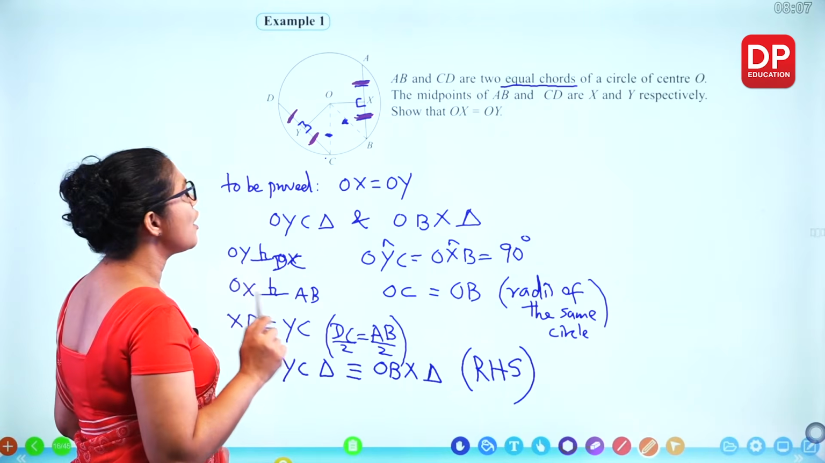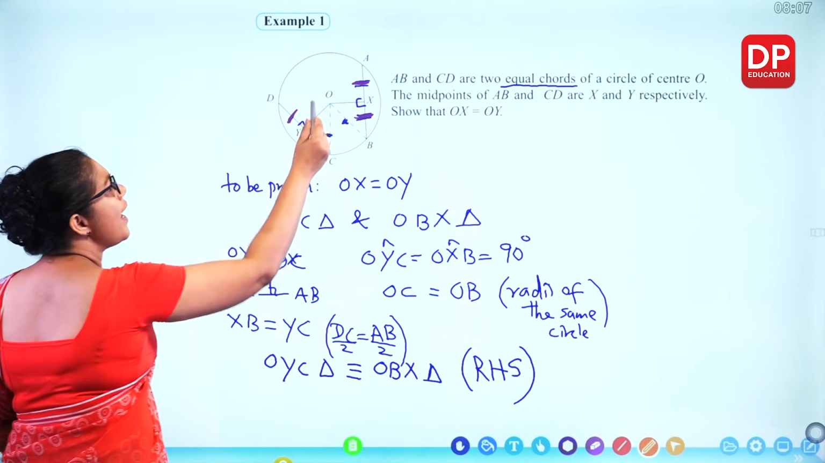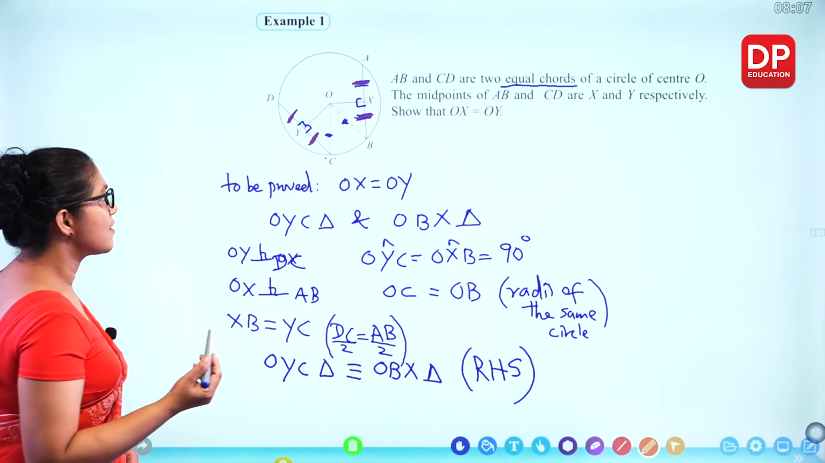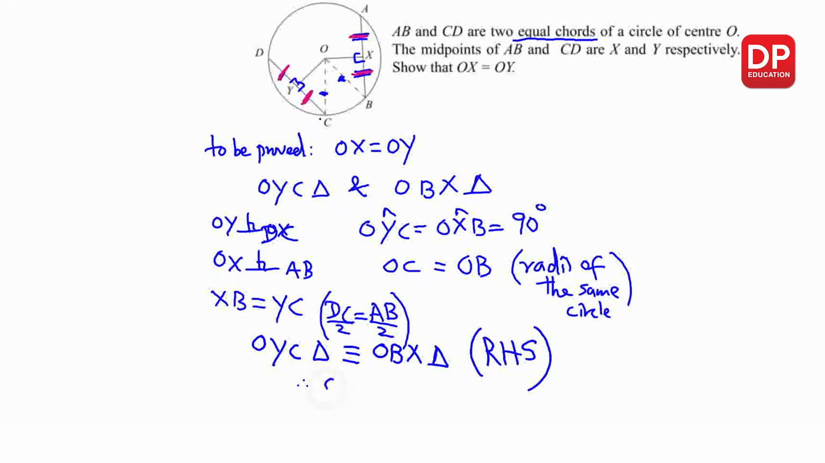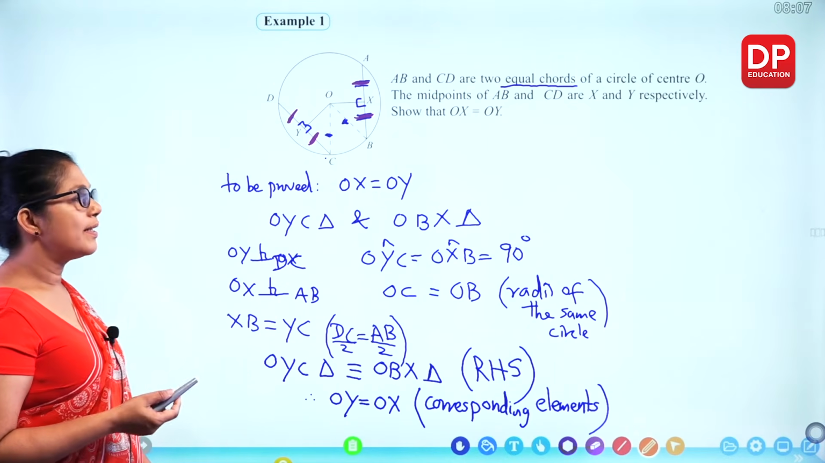Then what can you say about corresponding elements? So OX and OY are corresponding lengths. So here straight away you can write OY is equal to OX because corresponding elements of a congruent triangle. So that's how you show OX equals OY.